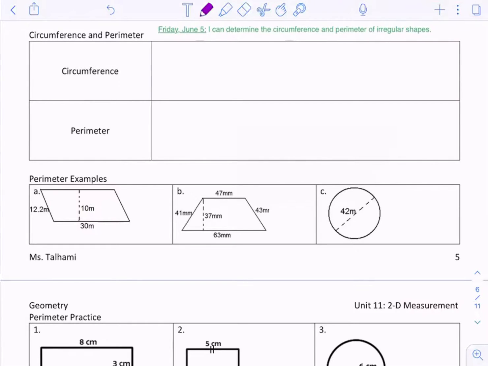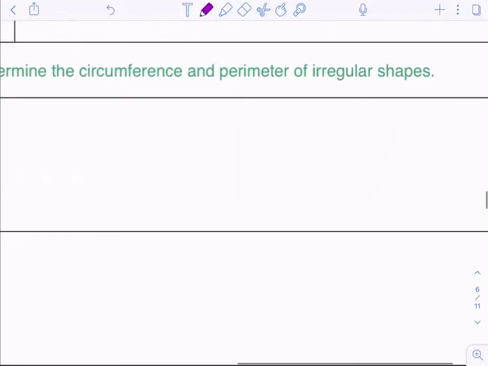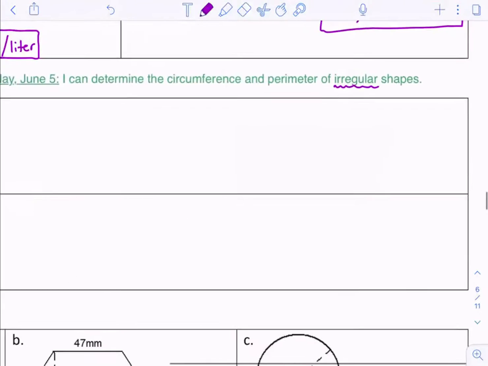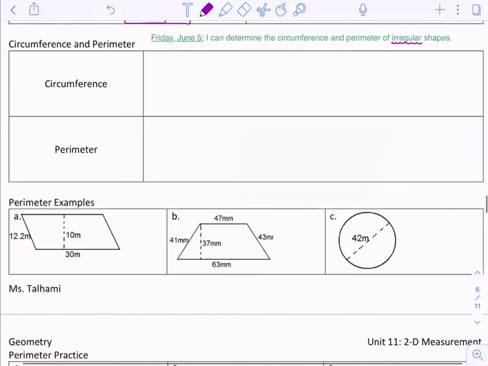Great. So if we just take a minute, I just want to look at two important words in there. I see the word irregular. When something is irregular, it's the opposite of being regular. Remember, a regular polygon has all equal sides. So an irregular polygon or an irregular shape does not have equal length sides.